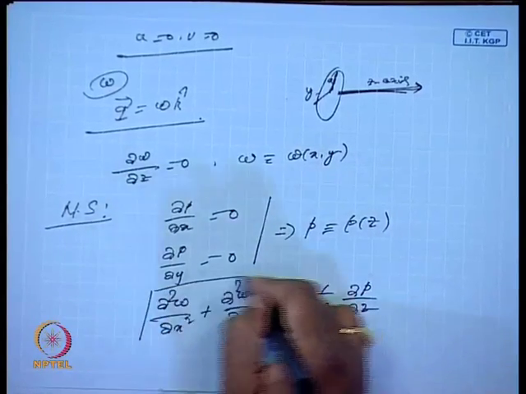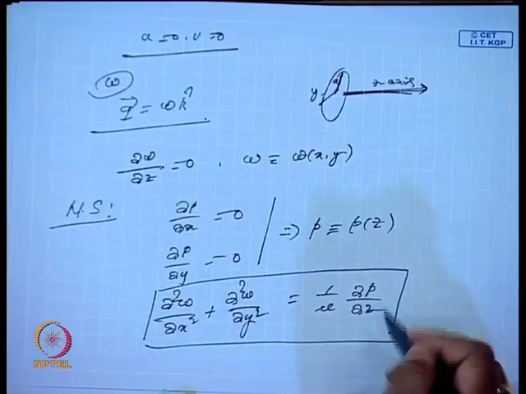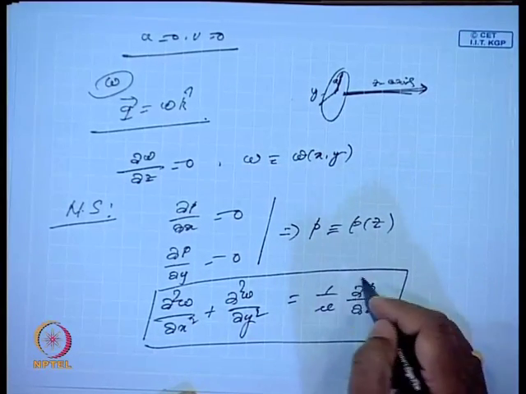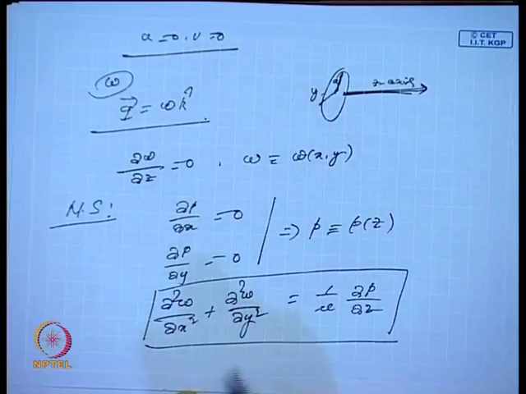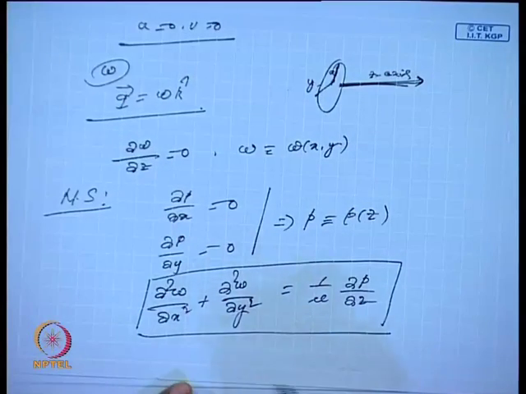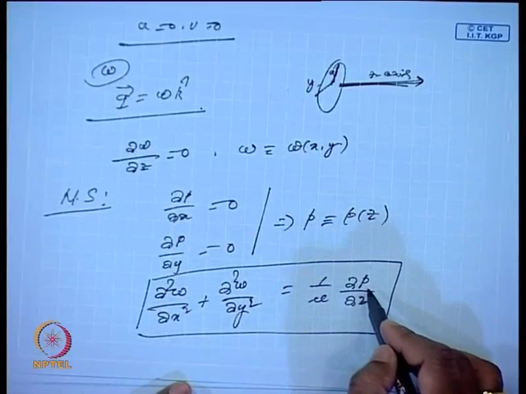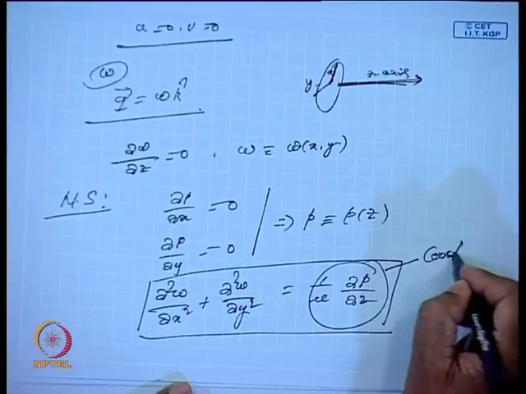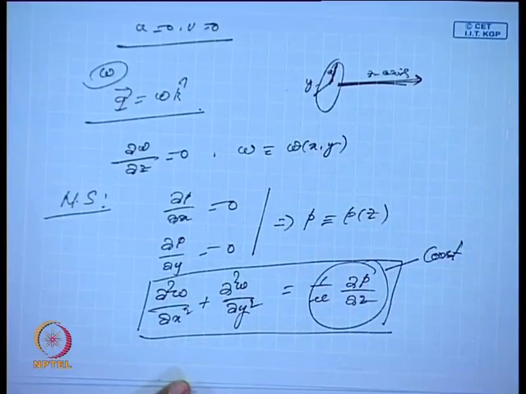Again, p is a function of z, and here w is a function of x and y. So, this part will be a function of x and y, and this part is a function of z, which is not possible unless this is a constant. So, the pressure gradient del p by del z is a constant.